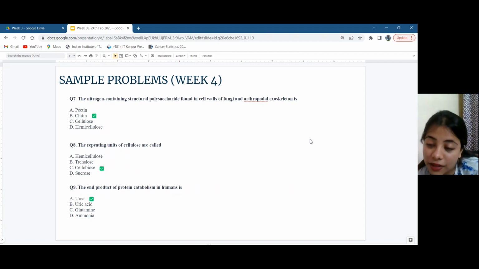We will also pick it up in next week's session on Monday, where we'll take up week 4 assignments and questions, and also the previously discussed topics. And therefore the end product of this process is the production of urea.